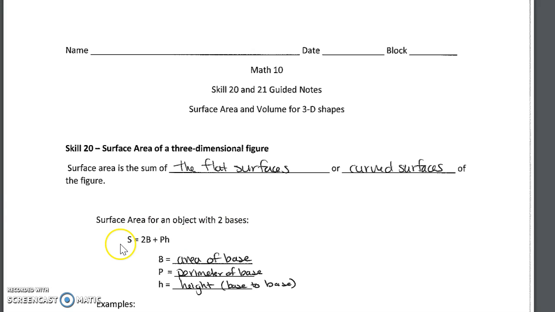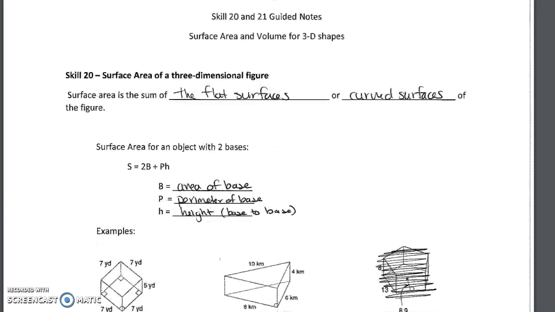So here's your formula. S equals 2B plus PH. What I want you to notice is that the B and the P are capital. Because those are capitalized, that means that you have to do some more work. The capital B stands for the area of the base, and the capital P stands for the perimeter of the base. And then the H is the height of the base. Again, I realize that it's a little bit of a complex formula. I'm not denying that, but we'll work through it. Let's go ahead and look at the first example.